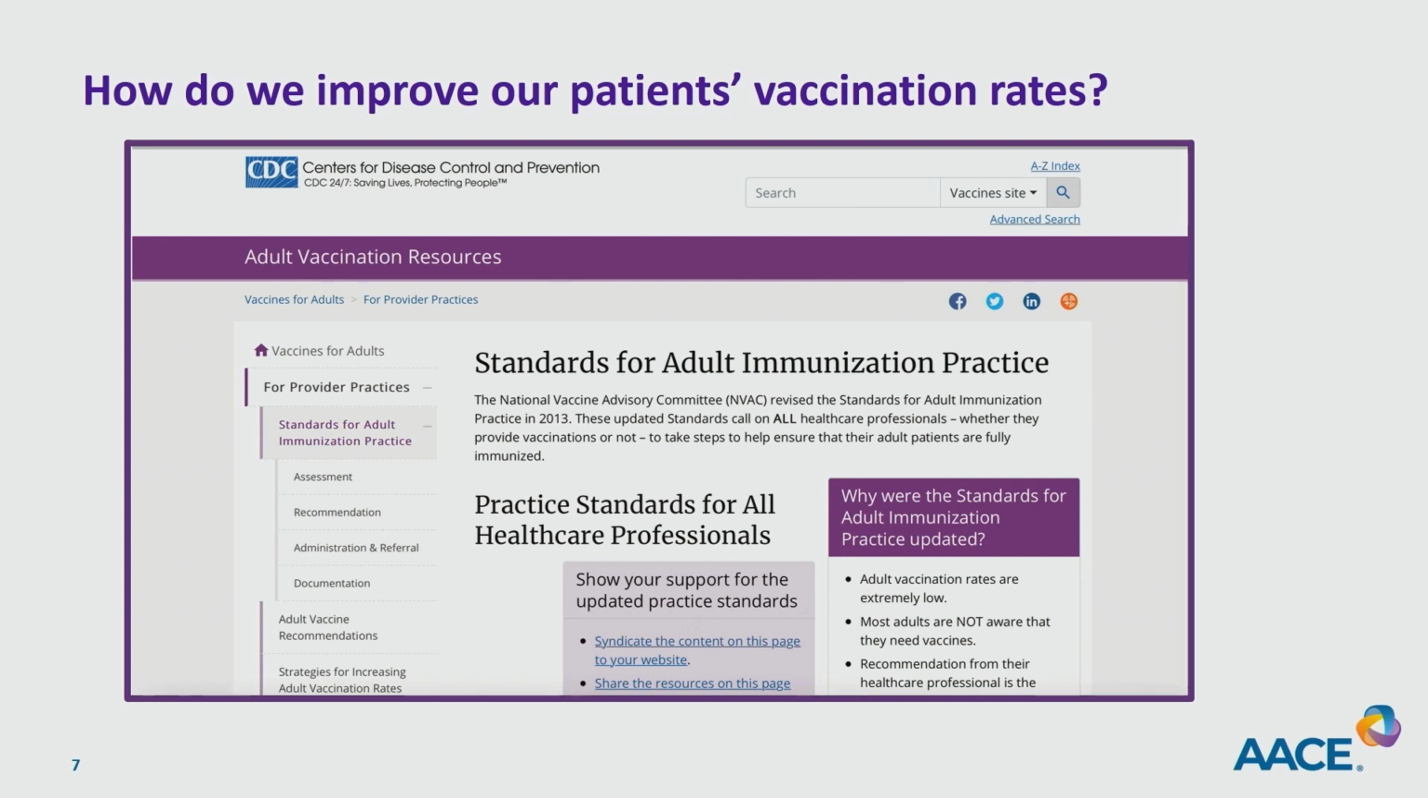our high-risk patients. And these standards were developed bearing in mind that not all healthcare professionals actually administer vaccines in their clinics. So whether or not you give vaccines in your clinic, this set of standards should be able to be applied by everybody that sees patients to be able to improve their vaccination rates. And we're going to talk about those standards.